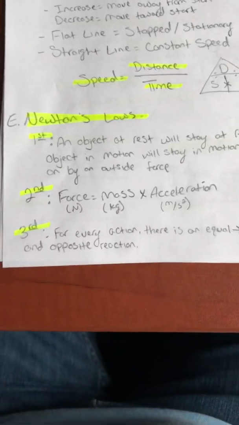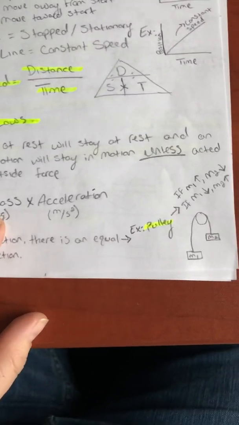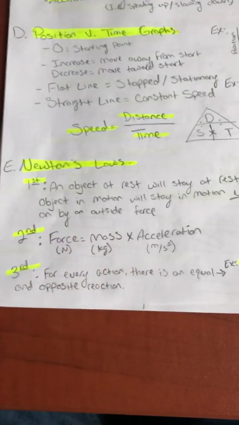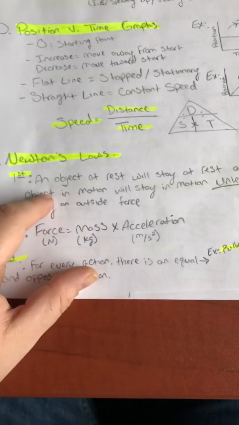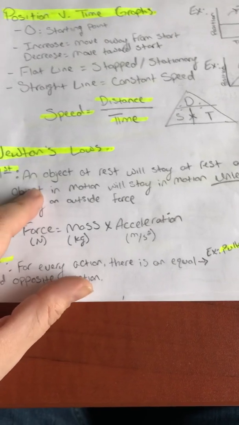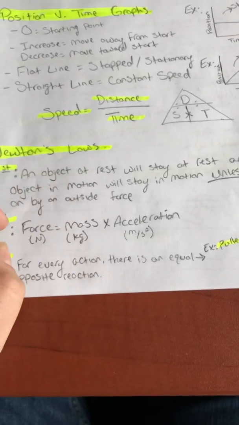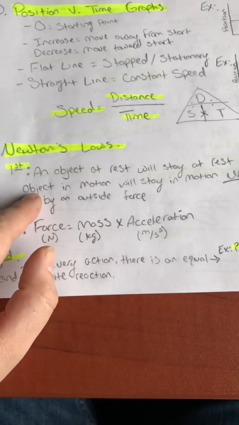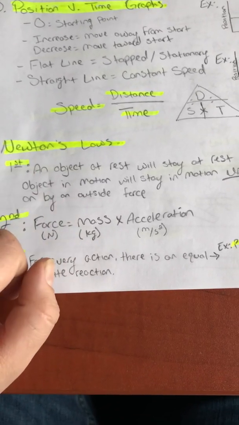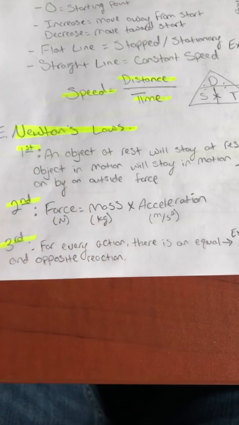The last part of physics is Newton's laws. Our first law here is an object that is at rest will stay at rest, and an object in motion will stay in motion unless acted on by an outside force. This was an example that we did in class where we had our graduated cylinder and I had a paper clip on top of the index card, and if you pull the index card out from underneath that paper clip quickly, remember what happened to the paper clip. It stayed in its same spot and then fell down due to the force of gravity.